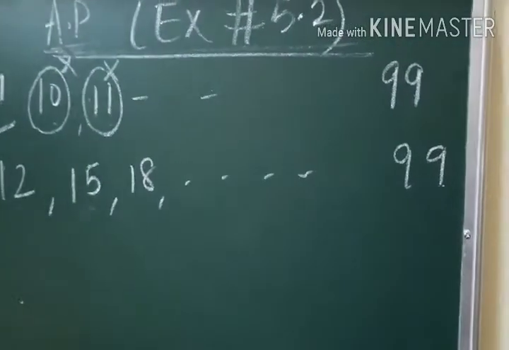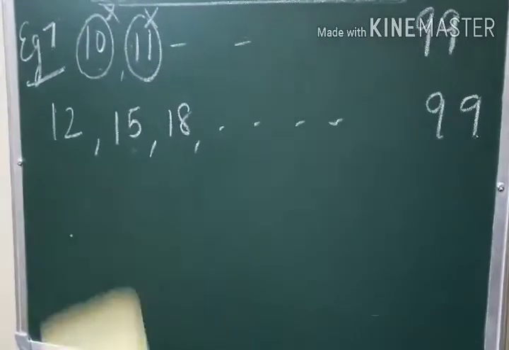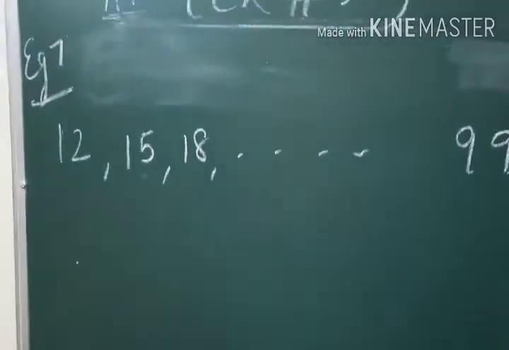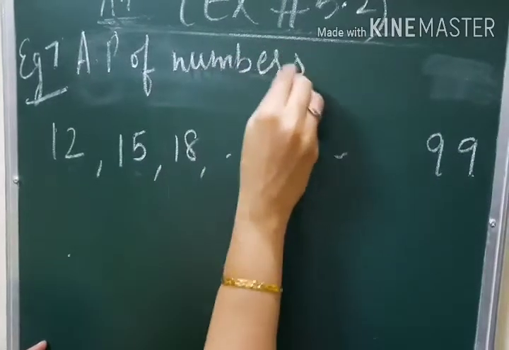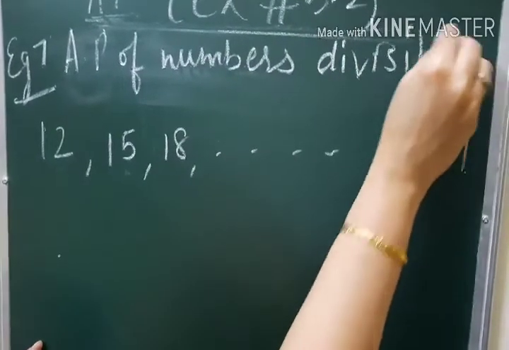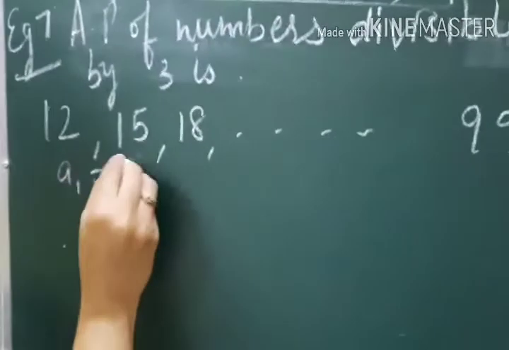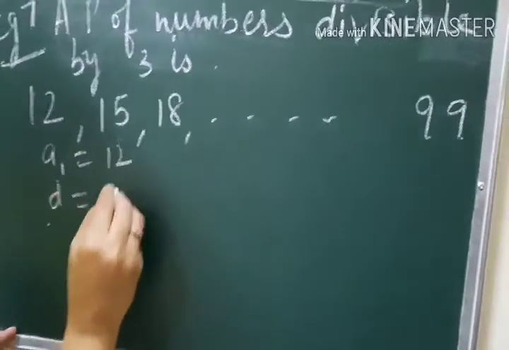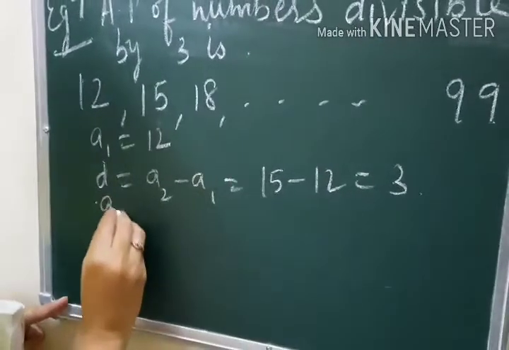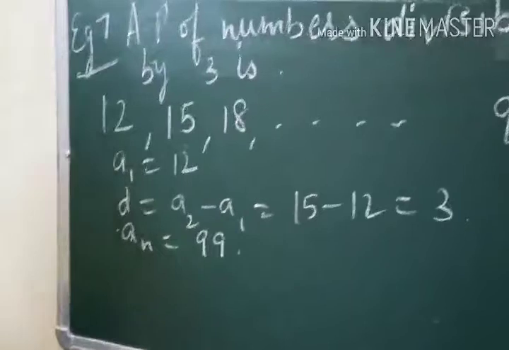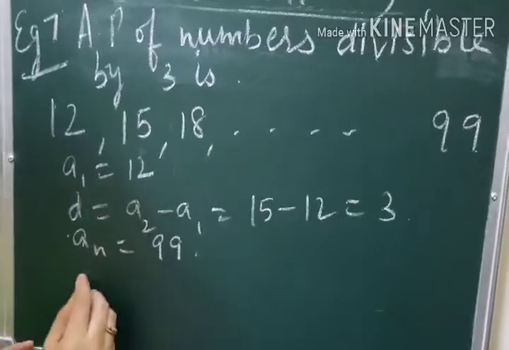Now you have to find how many numbers are there which are divisible by 3. So you can write here the AP of numbers divisible by 3 is this. Now from here we can find A1 is 12, D is A2 minus A1 is equal to 3, and AN is also given, 99, right? Now AN is given, and what you have to find? N. You have to find how many numbers are there.